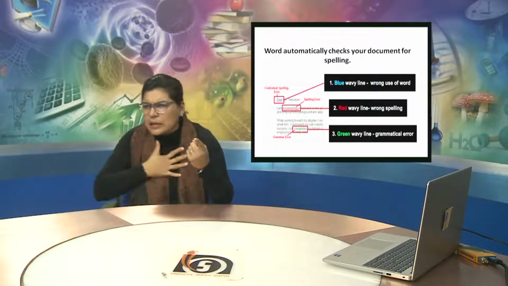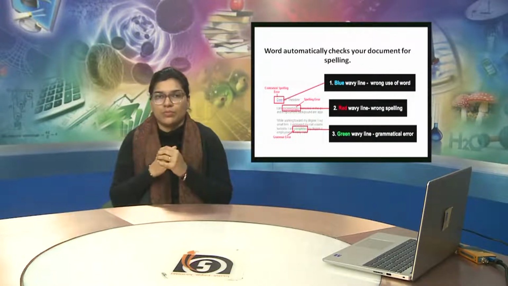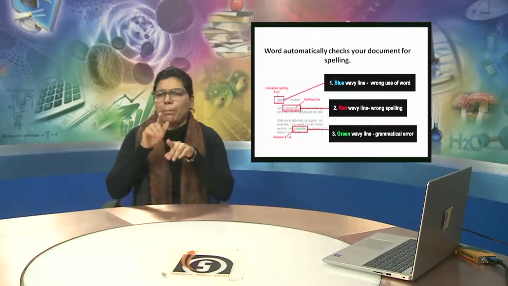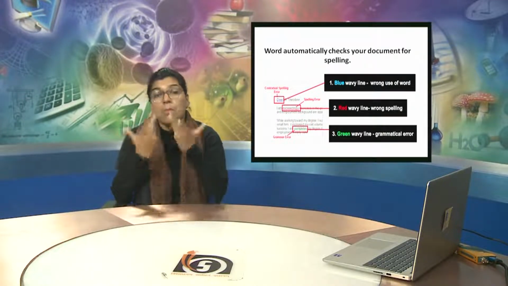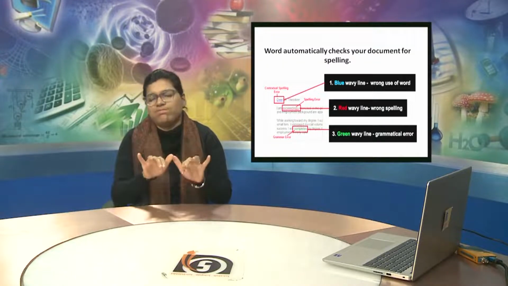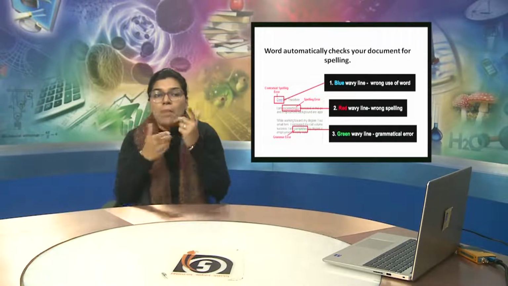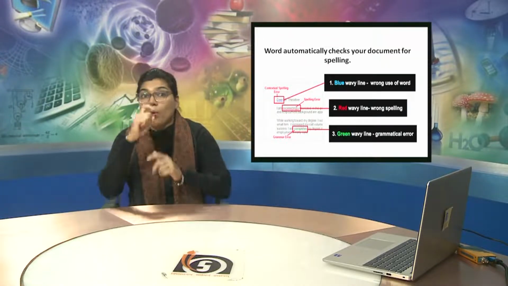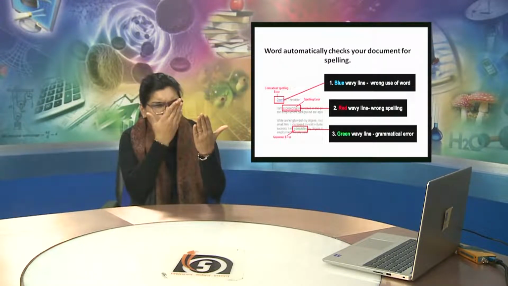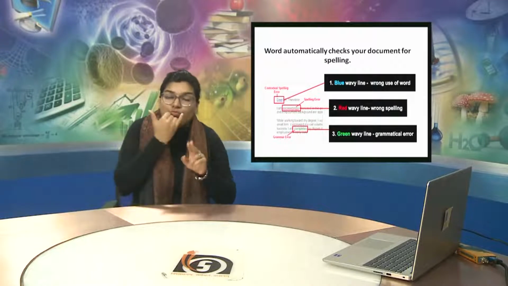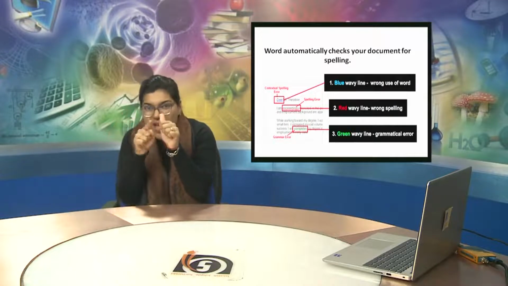Blue wavy line. The use of wrong words. The blue wavy line depicts the wrong of use word in the sentence. If you have written any wrong word, it will shown by the blue wavy line. It will automatically show a blue wavy line whenever a word is in the wrong spelling.